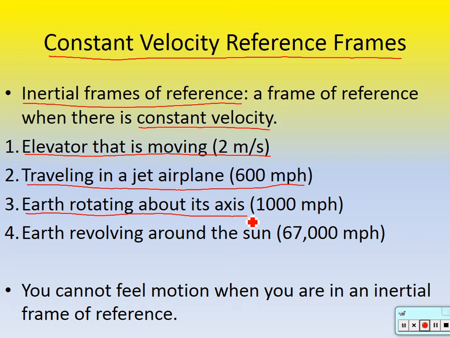So the Earth spins once every day about its axis. It's going at 1,000 miles per hour. That's fast. How come we can't feel that? It's going at constant velocity.